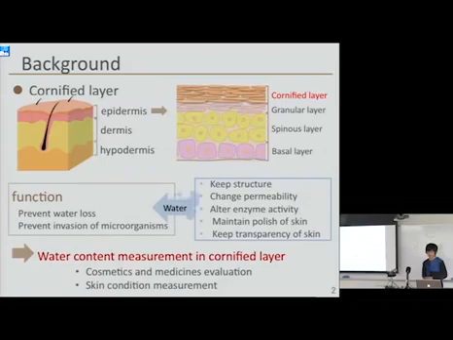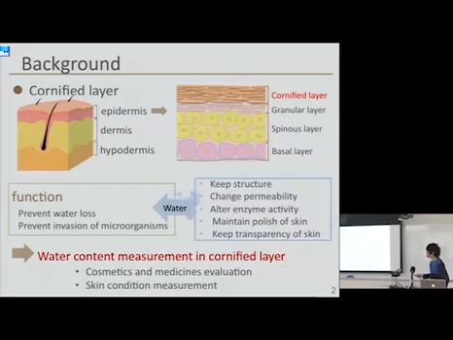What is the background? Our skin consists of 3 layers. They are the hypodermis, the dermis, and the epidermis. Especially, the epidermis is composed of 4 layers, and the colonified layer is the uppermost layer of our skin. And it has many important functions.